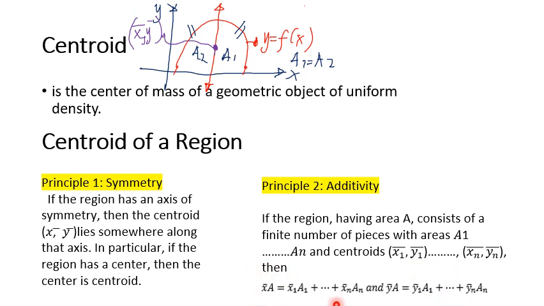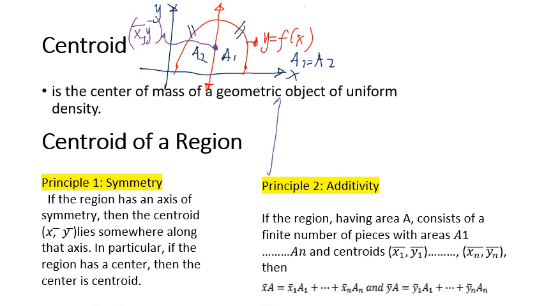For x bar, you have x bar times A is equal to x bar sub 1 times area 1, plus and so on, x bar sub n times area n. And for y, y bar times A is equal to y bar sub 1 times A 1, plus and so on, y bar sub n times A n. When we consider the additivity principle, we are considering integral calculus.